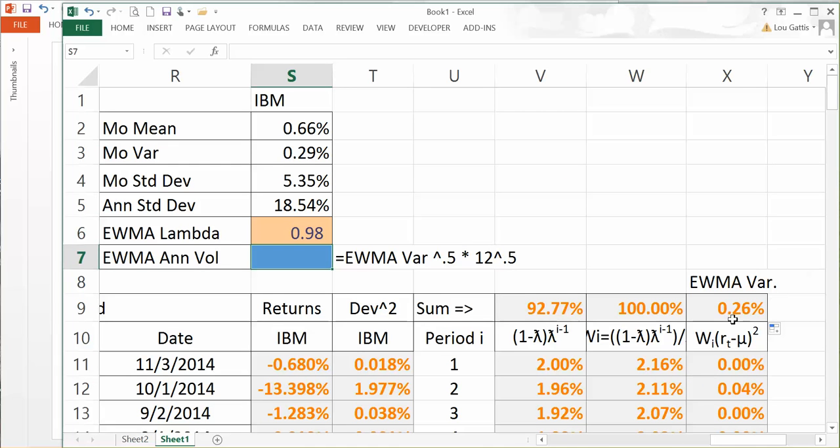Now this is monthly variance because it's a weighted square deviation. If I take that value and take the square root of it, that'll turn it into standard deviation. So this would be the monthly standard deviation. If I then multiply times the square root of 12, I then have the annualized standard deviation. So my EWMA annualized standard deviation is 17%.